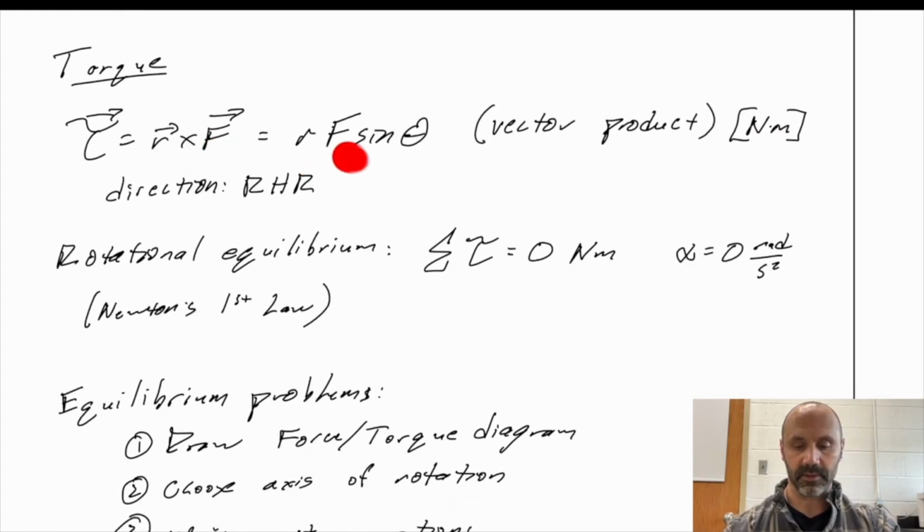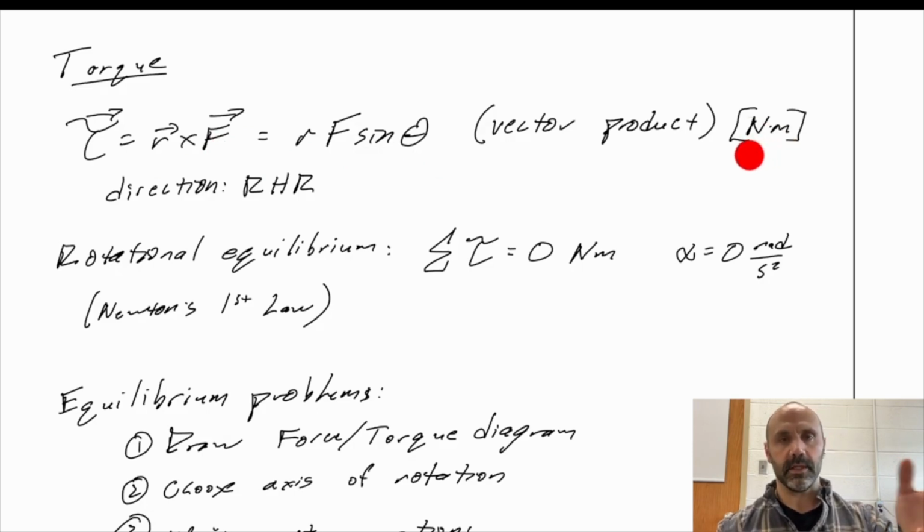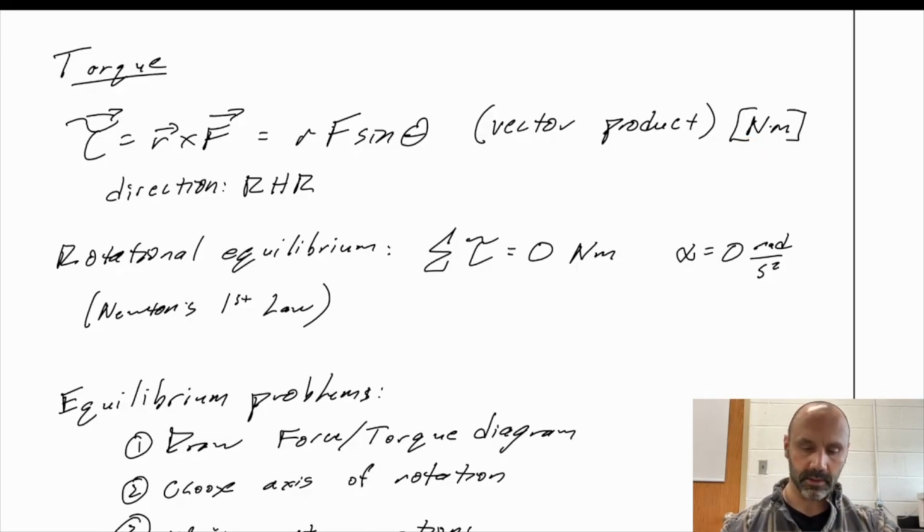R cross F, RF sine theta. This is the vector product. The units are Newton meters, by the way. Pay attention to the units here, where things cancel out, where things come in. You've got radians, and then the radians cancel out and become meters, because you've got like meter per radian, all different considerations. But for at least torque, it's Newton meters.